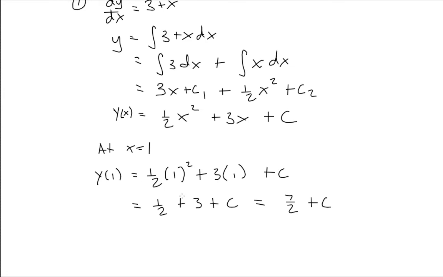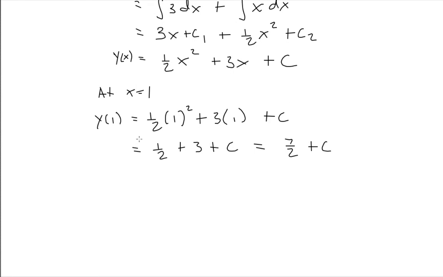Now, that's what we get when we plug 1 in for our function. But what do they want as the result when we do that? They want that to equal 0. So we want 7/2 plus c to equal 0. So let's figure out what c has to be. So c, if we move the 7/2 over, has to be negative 7/2.